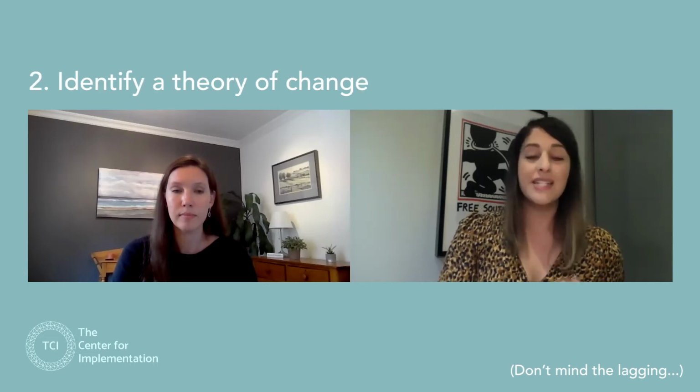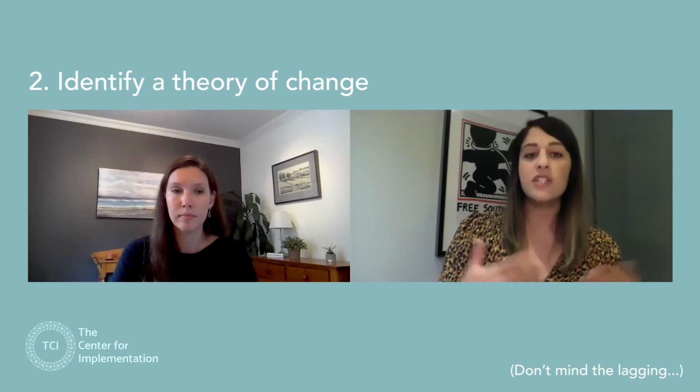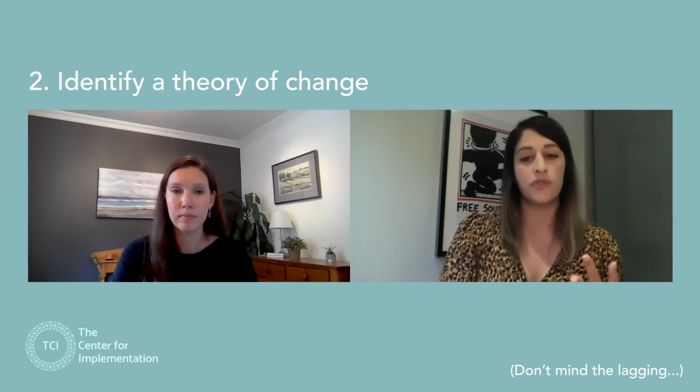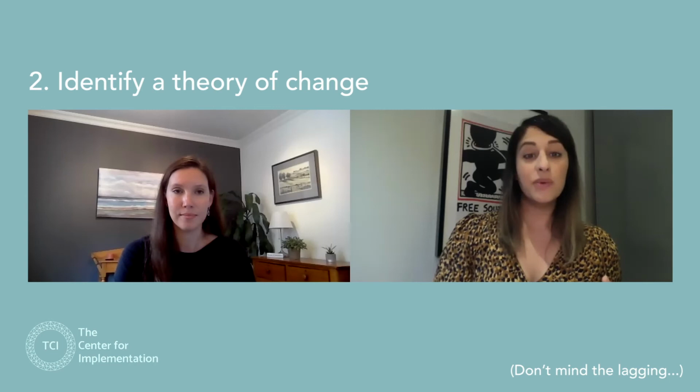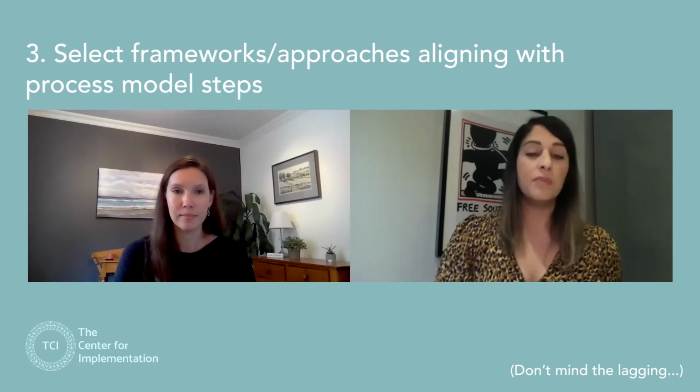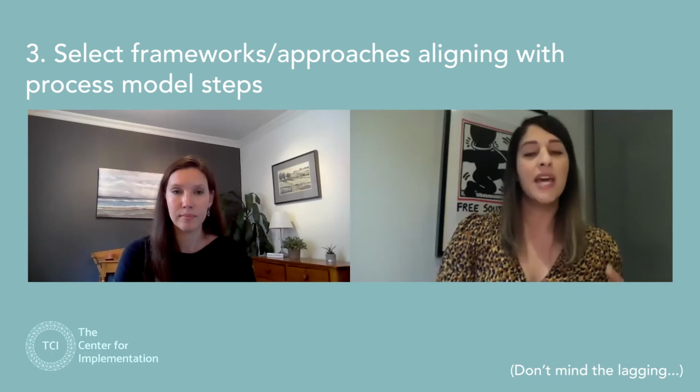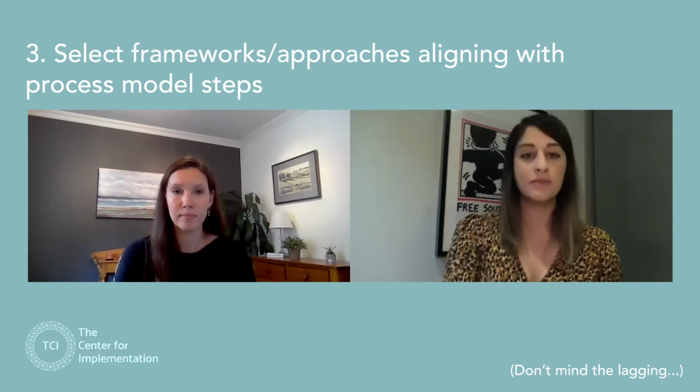The second thing that we need to do is identify a theory of change, which really describes how we expect change to happen. What are those mechanisms and levers for change? And finally, we select frameworks or approaches that help describe factors or considerations that we might have when we're implementing at each stage of that process model.